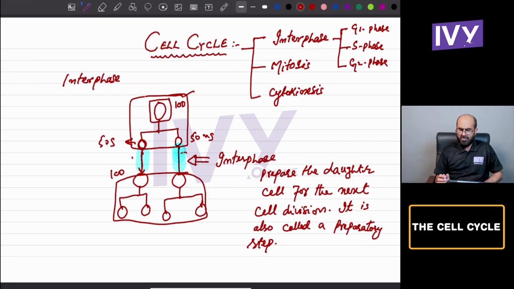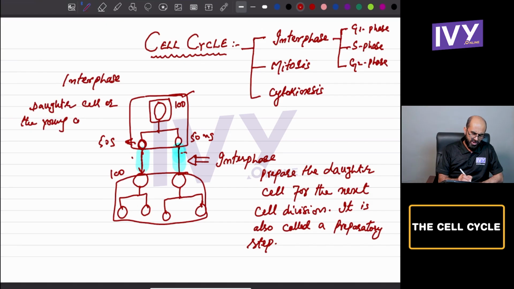Now, these three things are very important because if you want to grow the cell, I mean, the daughter cell or the young cell, which is just formed now from the process of cell cycle, should be grown. That's why we use the word G1 for gap or growth phase.